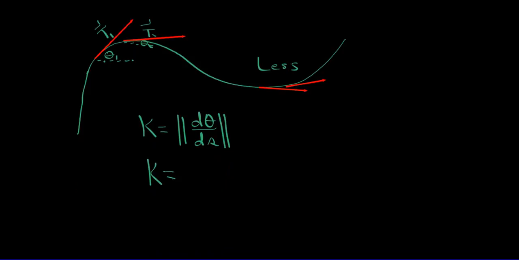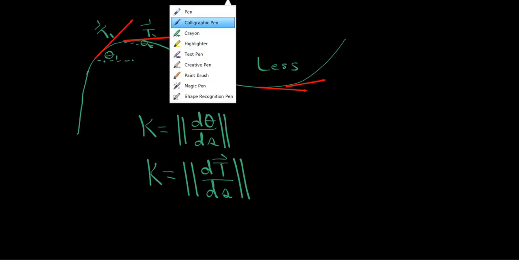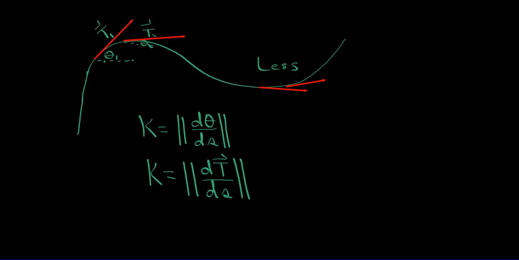I'm going to define curvature this way. It's the magnitude of the derivative of the unit tangent vector with respect to arc length, the magnitude of that. So it's the change of the unit tangent vector with respect to arc length. This right here is how I'm going to define curvature, and this is the definition that we're going to be using.